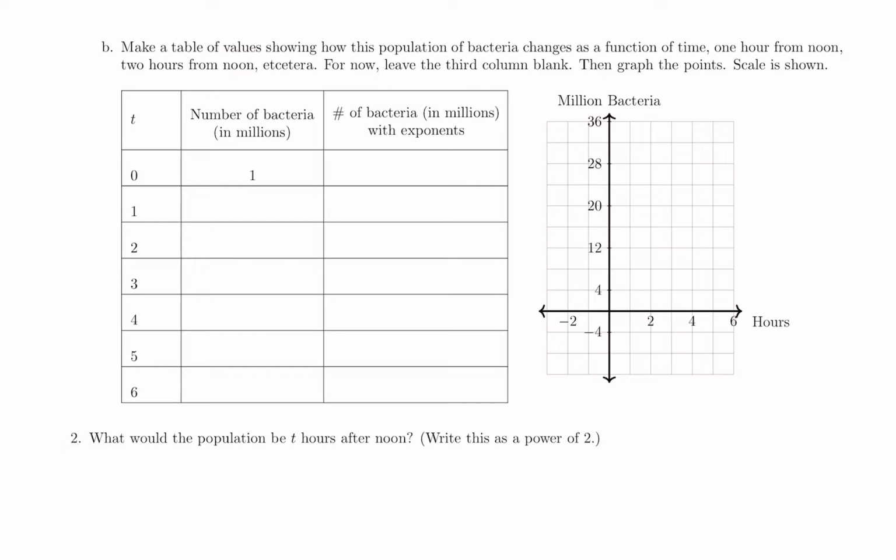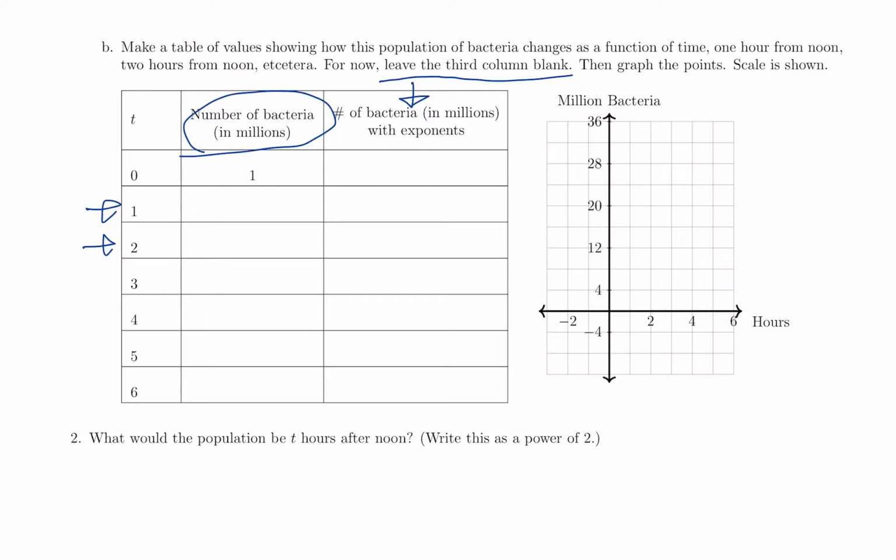Okay, so make a table showing how this bacteria population changes as a function of time, 1 hour from the noon, 2 hours from the noon. So 1 means 1 hour from the noon, 2 means 2 hours from the noon, so like 1 p.m., 2 p.m. That's another way to think about it. For now, we're going to leave the third column blank. We're going to do this column right here first.